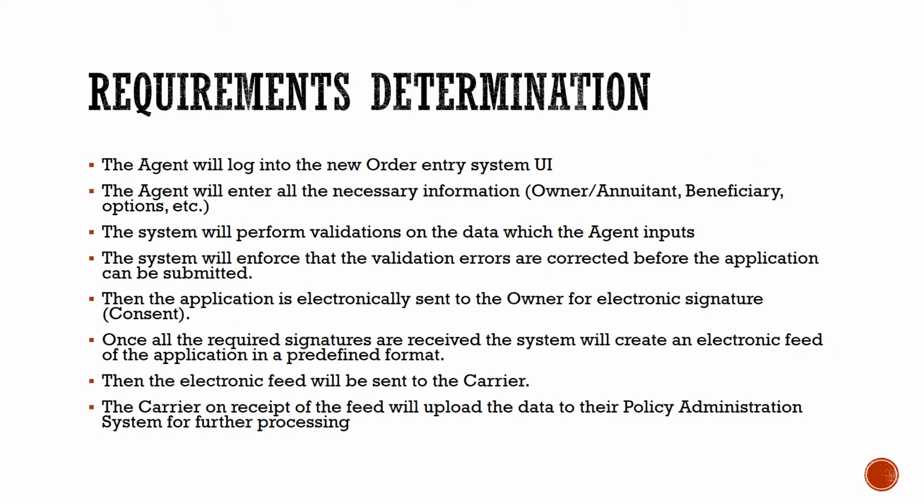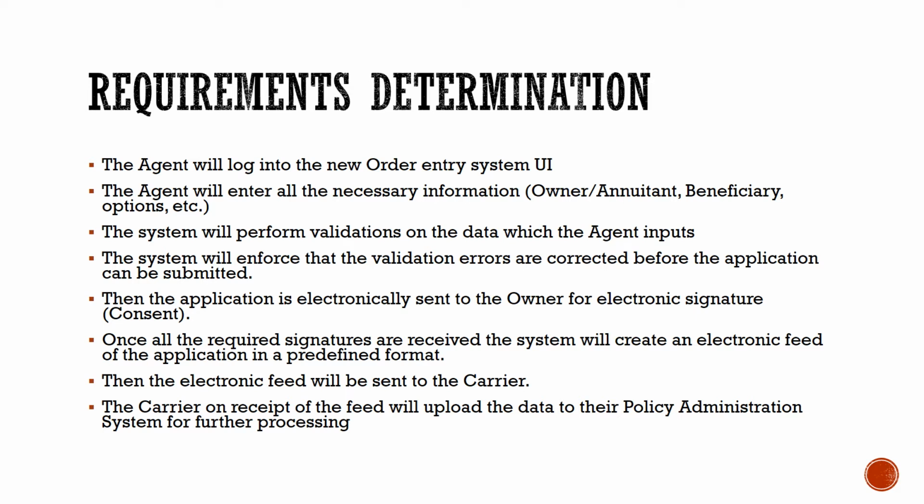Looking at a few of the requirements for the order entry system, the agent will need to be able to log in. The agent will need to be able to enter in the necessary information. So who's the owner, who's the annuitant, who's the beneficiary, stuff like that. The system will need to be able to perform validations to make sure that the inputs are accurate. The system will enforce the validation errors to be corrected before the application can be submitted.